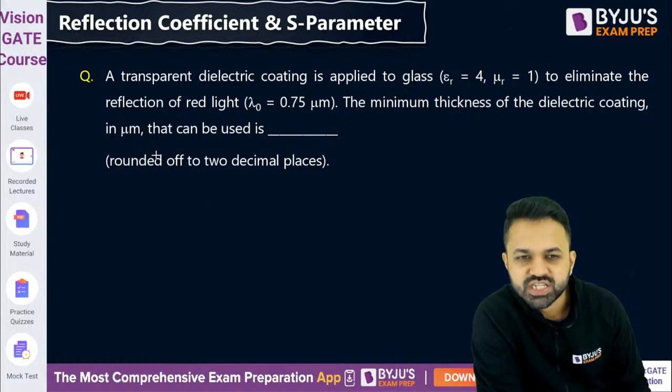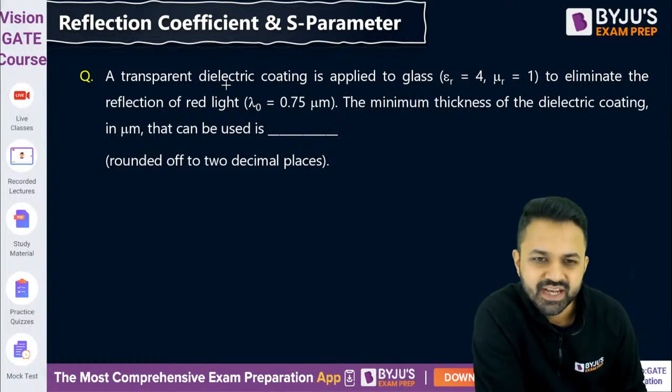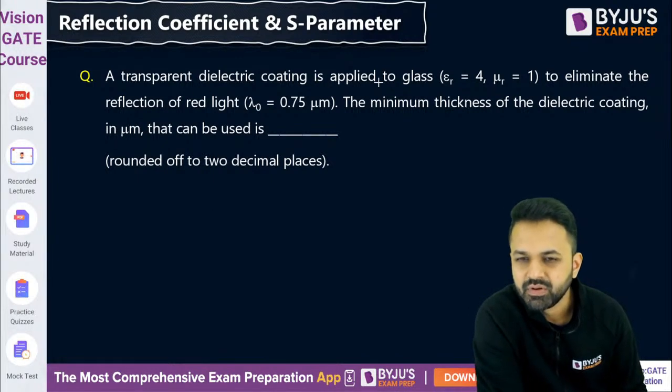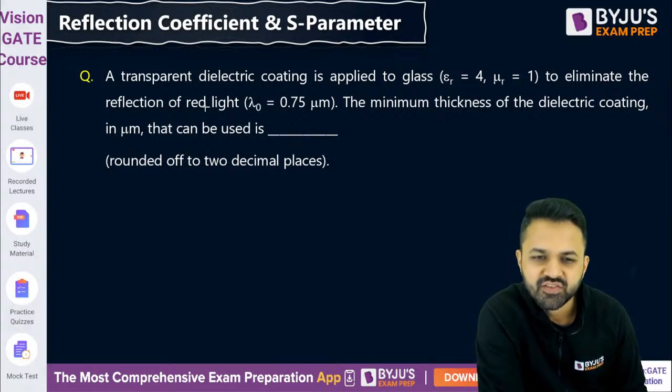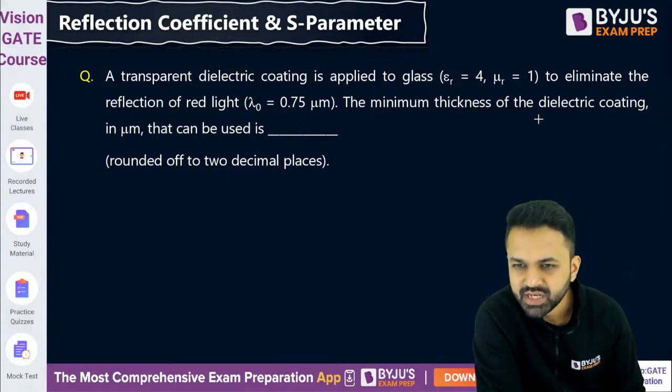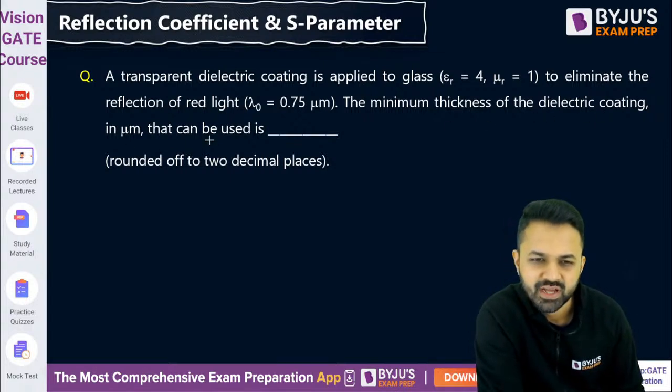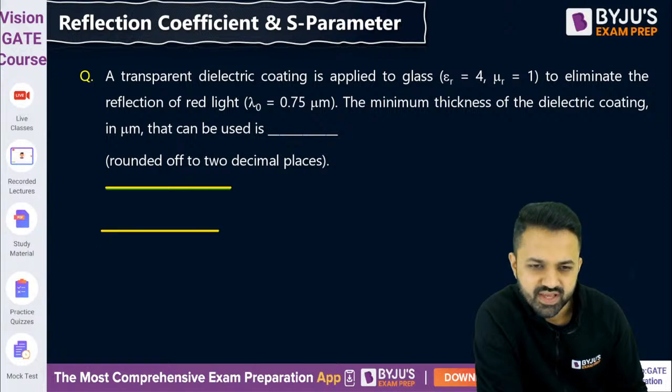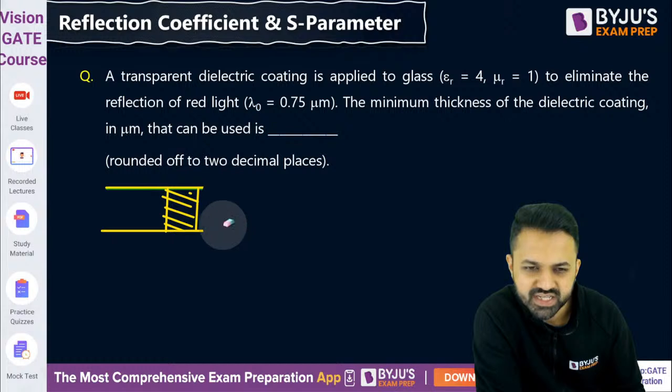So that is the question that Vikram asked. A transparent dielectric coating is applied to glass to eliminate the reflection of red light. What is the minimum thickness of the dielectric coating in micrometer that can be used? So here we have three different mediums: this is the glass first. Now we have a coating of the dielectric in this particular region, and then this part is air.